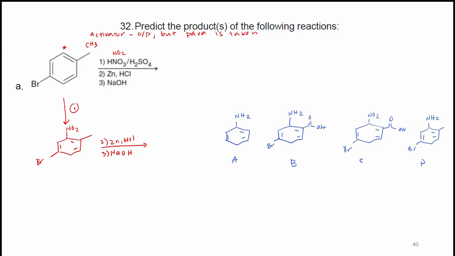All right, so zinc HCl is going to be a reducing reagent, and it's going to reduce the nitro group only, and it will reduce it to the NH2 and leave everything else alone. So our answer here is going to be D. Any questions there?